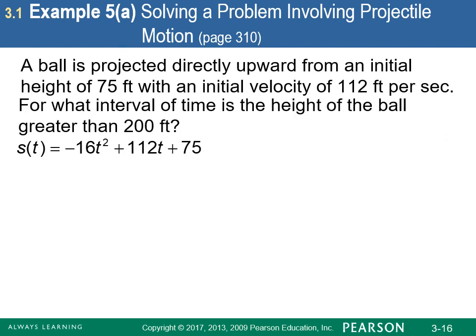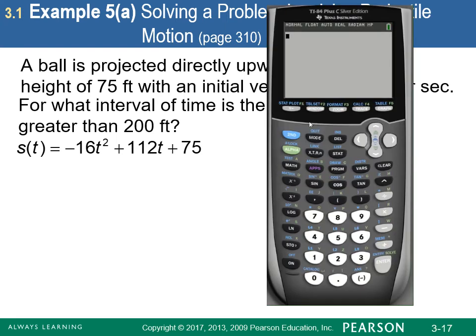So in this example, notice we're looking for the time, t, which on our calculator is going to be x, when the height of the ball is bigger than 200. Now the height of the ball is the s in this equation, which is the y on our calculator. So we need the t's where y is bigger than 200. So remember, on our calculator, the height means the y value. So we want to know where is y bigger than 200.